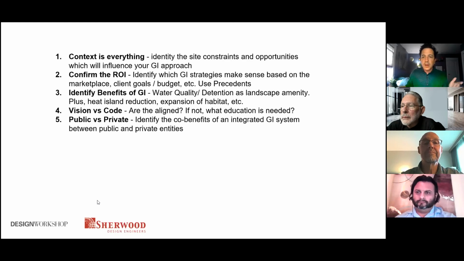Doesn't mean you don't have to also accommodate for the code prescribed storm events, which are usually the 100-year, but it's important to understand the context of your site and what storm conditions affect it. Is that close to answering your question?